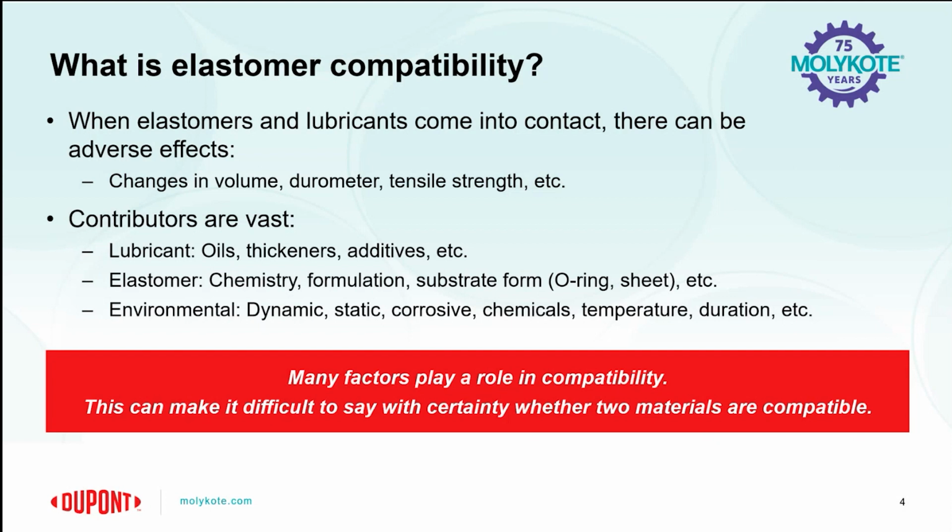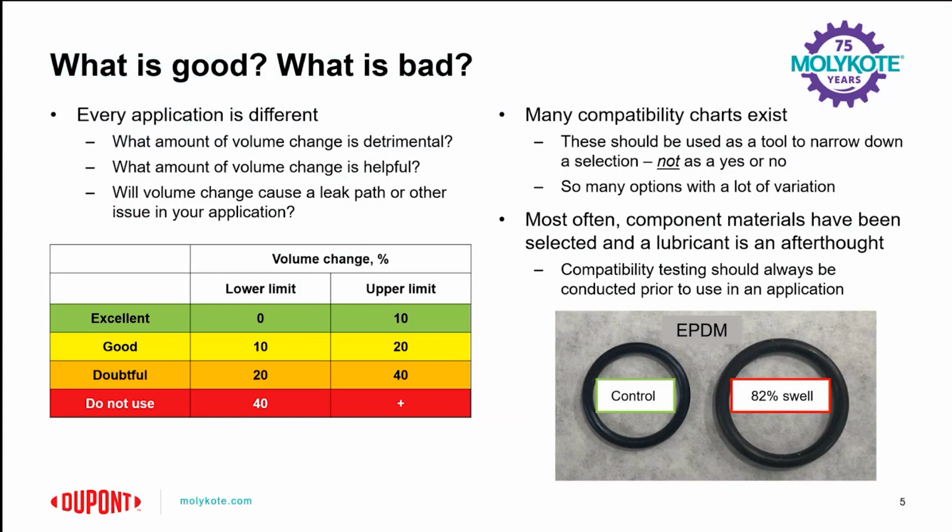And then you have the environmental side, which is pretty much everything outside of the lubricant and the elastomer. Things like the application itself. Is it dynamic? Is it static? Is it a corrosive environment? Are there other chemicals involved? Maybe the temperature and duration are different.